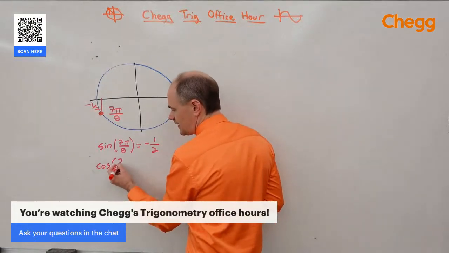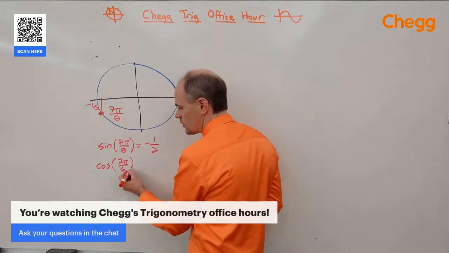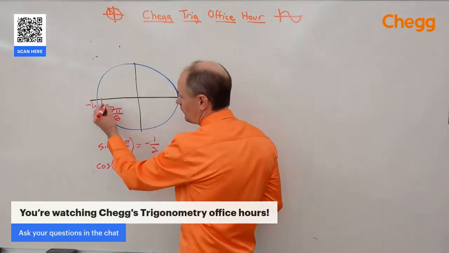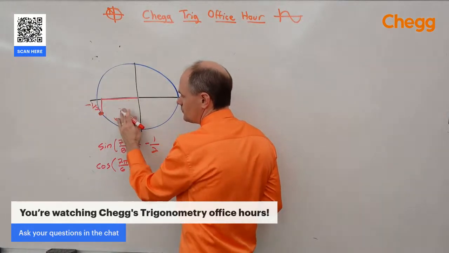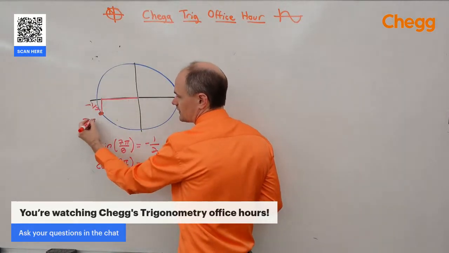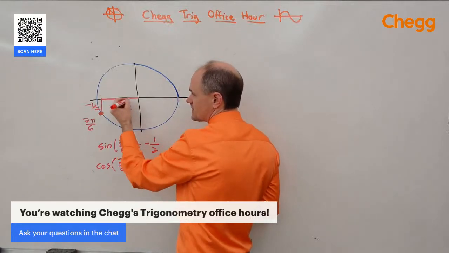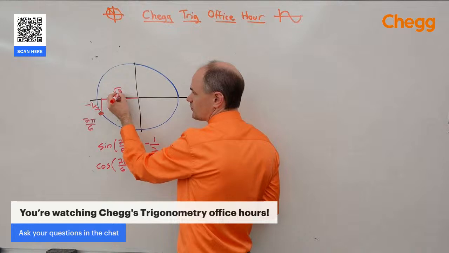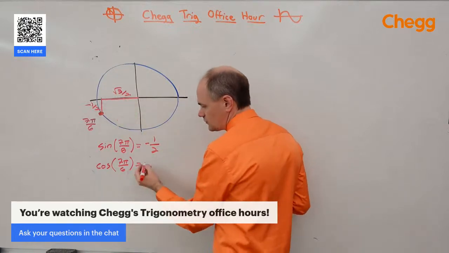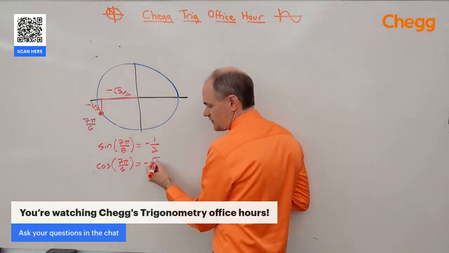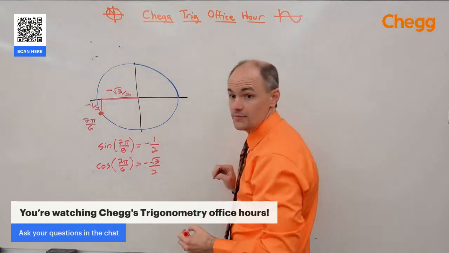The cosine of that angle, what does it mean to take the cosine of that angle? Cosine means I want to know what the x coordinate is. I want to know what this distance is over here. I'm going to move my label 7 pi over 6 outside of the circle because we're going to do something in here. 7 pi over 6, that distance here turns out to be the square root of 3 over 2. So the cosine, it's backwards because we went to the left, is negative square root of 3 over 2.